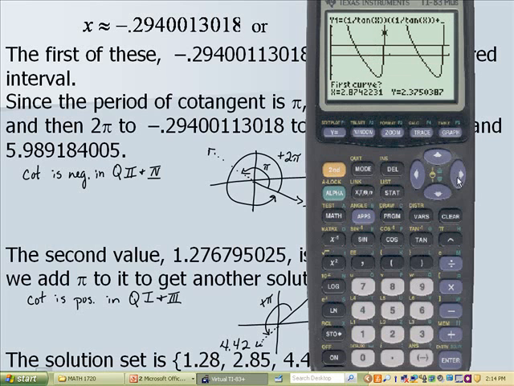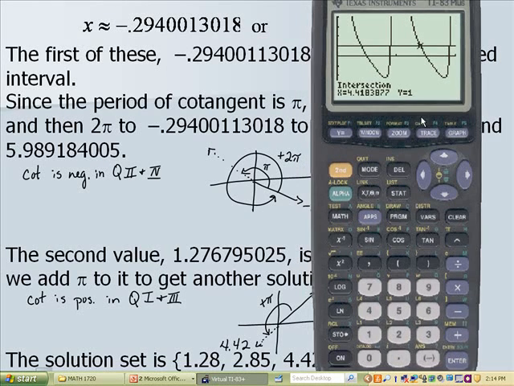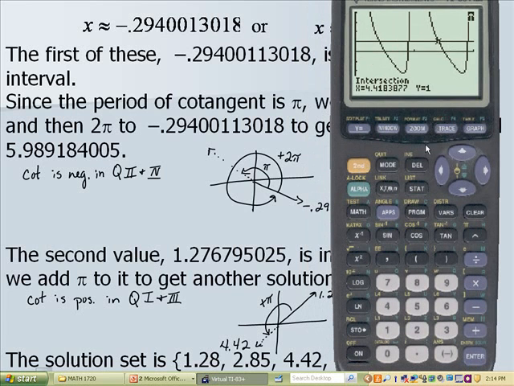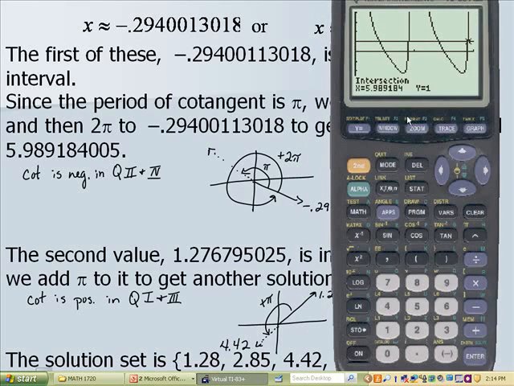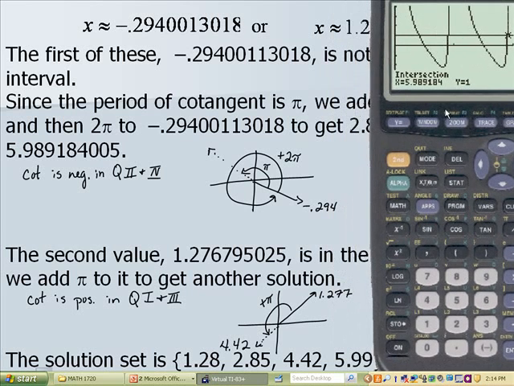Let's do second trace 5. And hit enter 3 times once we're close. So we get our value of 4.42. And then our last value, second trace 5, we'll arrow over, and let me arrow up to it so that I'm on the Y2 so I can see it as I go. We'll hit enter 3 times. And we get our final value of 5.99.